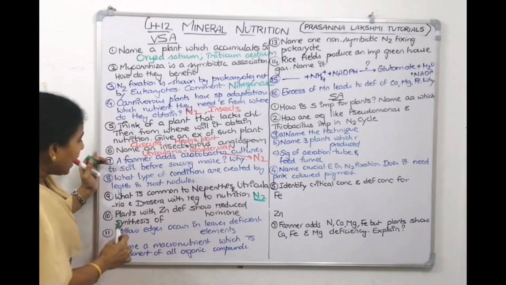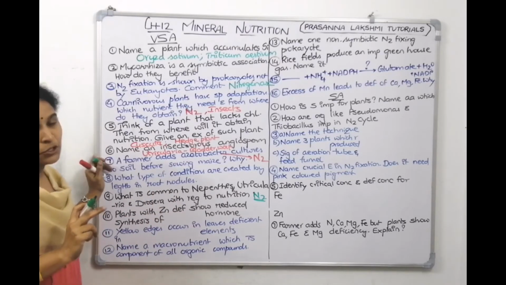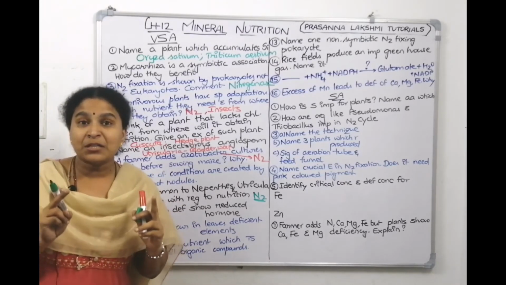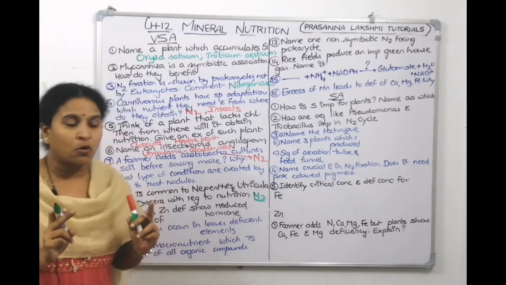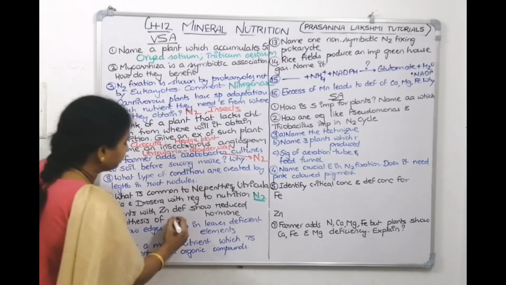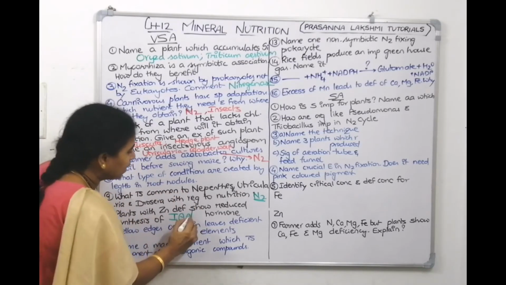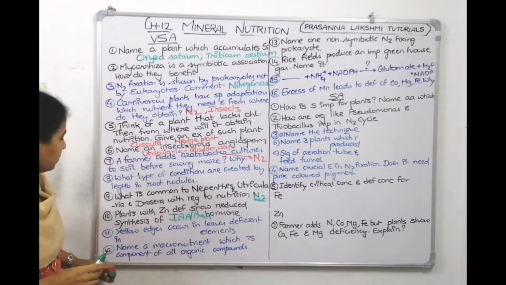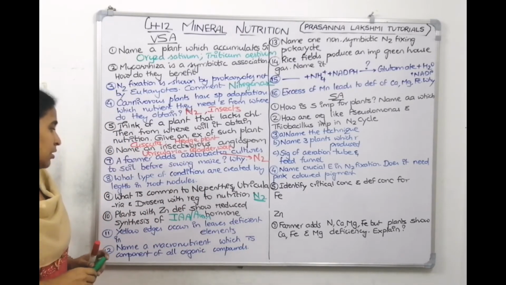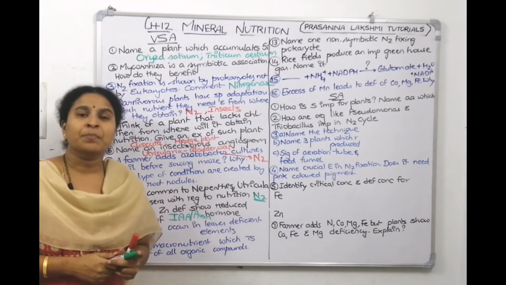10th question. Plants with zinc deficiency show reduced synthesis of which hormone? Zinc helps in the synthesis of auxin, which is a plant hormone. So, if zinc is not there, IAA, indole acetic acid, or auxin is not synthesized.